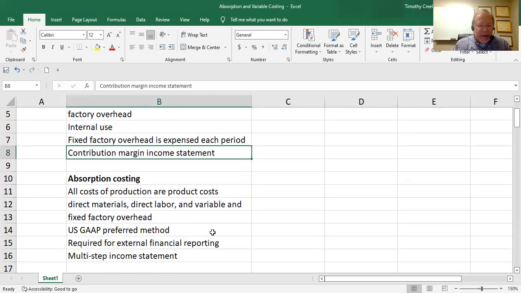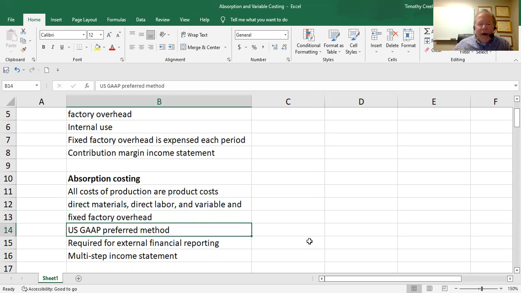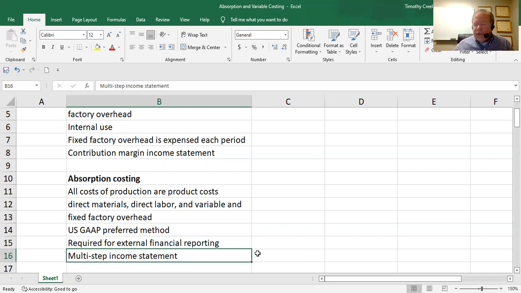Now, absorption costing is the other method, and all cost of production are product cost. So product cost under absorption costing would be direct materials, direct labor, variable and fixed factory overhead. This is the US GAAP preferred method because it includes all cost of production within the product cost. It is required for external financial reporting. So anything that leaves the company as far as product cost must be reported using absorption costing. And it does use the multi-step income statement, which is the traditional format of income statement that you've seen all during the course.